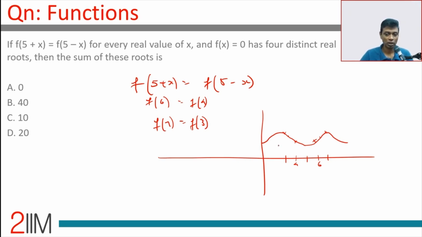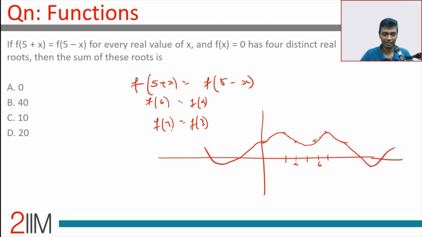Right? So I just want to dwell on this. I tried this, but then it didn't take me anywhere. It looks like it is symmetric around 5. Yeah, so what? And it has 4 distinct real roots. So let's break this framework. Let's assume that it cuts somewhere here and then cuts somewhere here. 2 roots. Therefore, it will cut here and cut here. 4 roots. Now we are on to something.